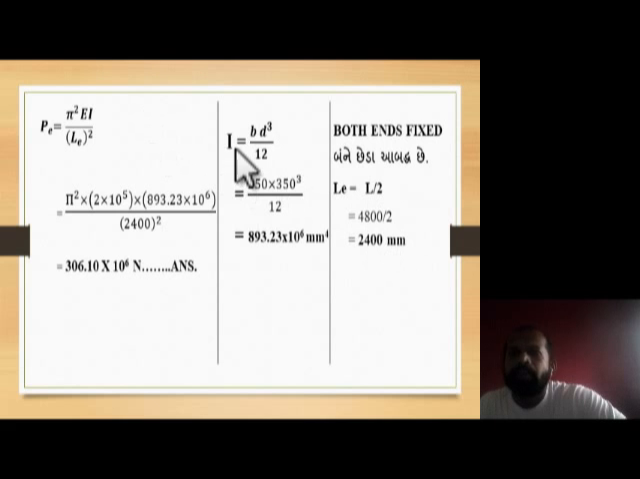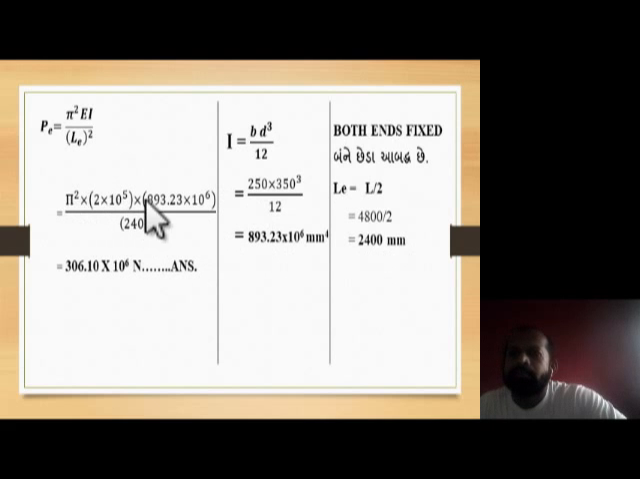Now substitute the value of I, moment of inertia, and LE, effective length of column, in Euler's equation, that is PE is equal to pi square EI upon LE square. Pi square, E is equal to 2 into 10 raised to 5, I is equal to 893.23 into 10 raised to 6, divided by LE equal to 2400 square.